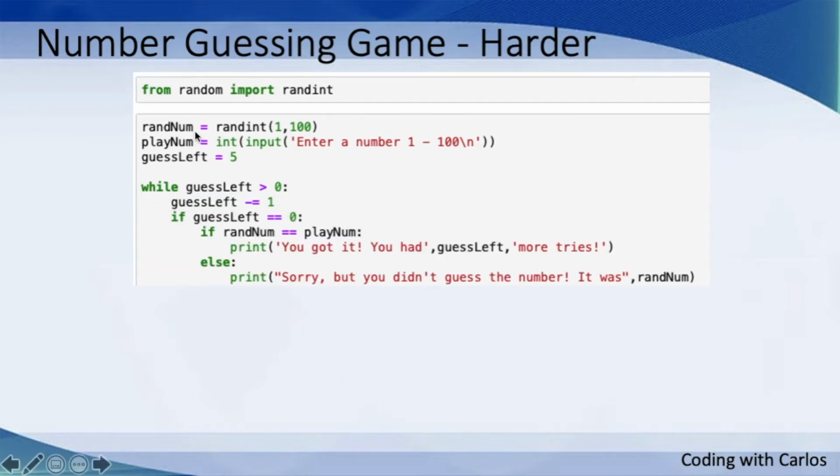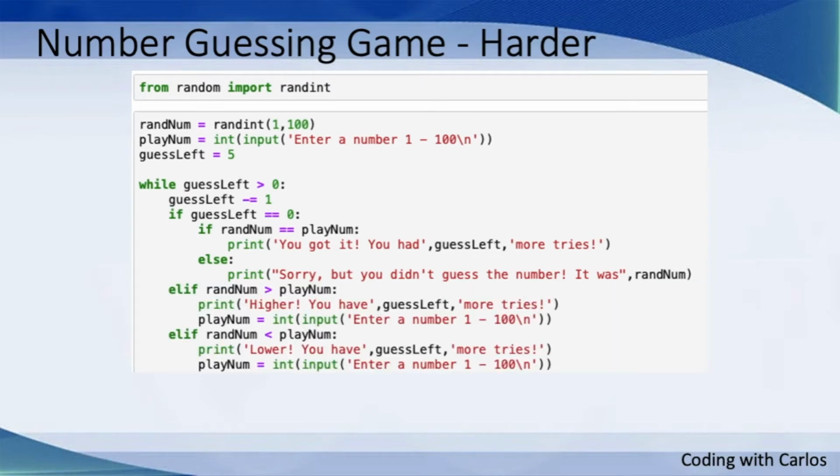Now, every time it runs, we need to take away one of the guesses, otherwise it's going to run forever. If the number of guesses hits 0, then that means they've finished the game. Either they've gotten it right, if the random number is the same as the play number, you got it, you had this many tries left. If not, sorry you didn't guess the number, it was this. And then we'll handle some of the other eventualities.